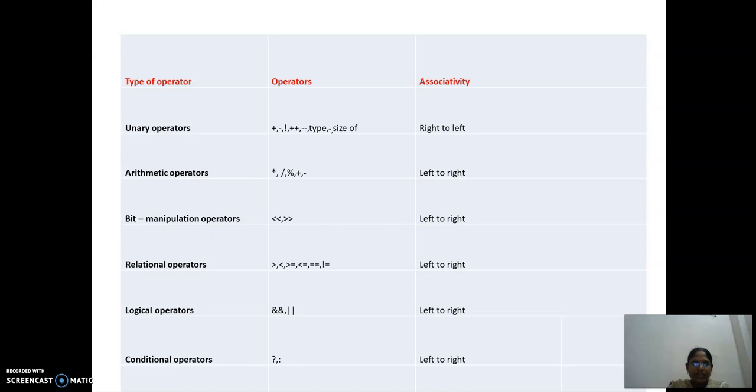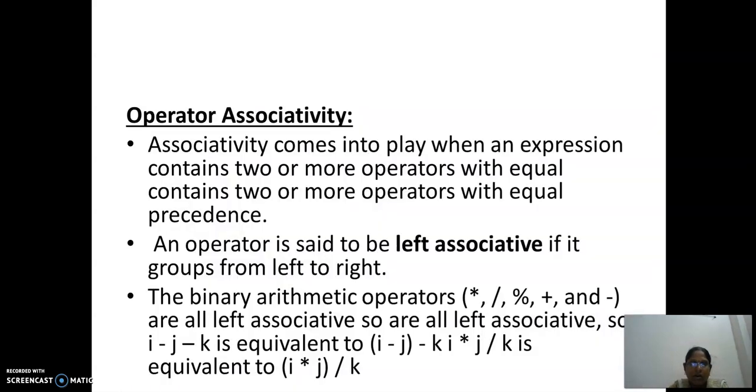Now, among all the operators, unary operators have the highest priority. Then arithmetic operators, bit manipulation, relational, logical, conditional and assignment operators. Among all the operators, the comma operator has the least precedence.